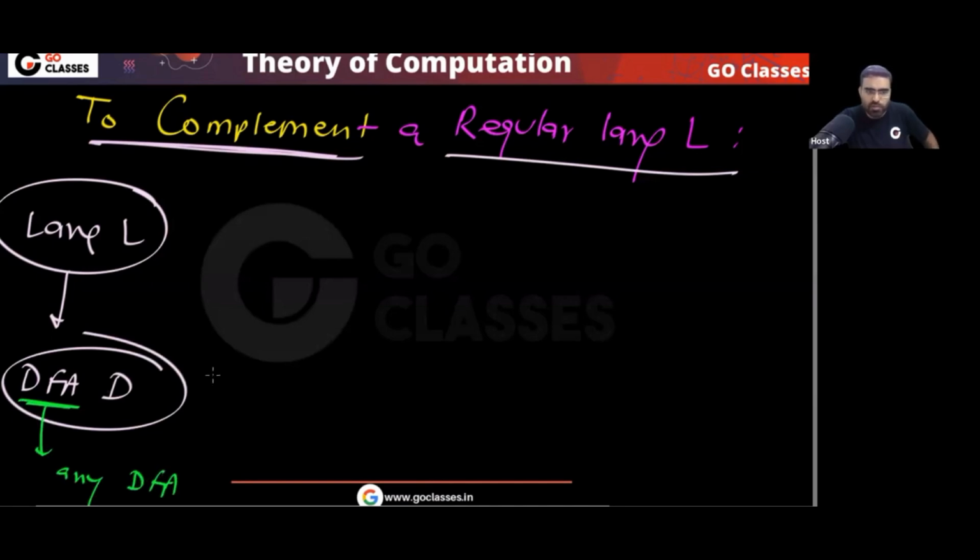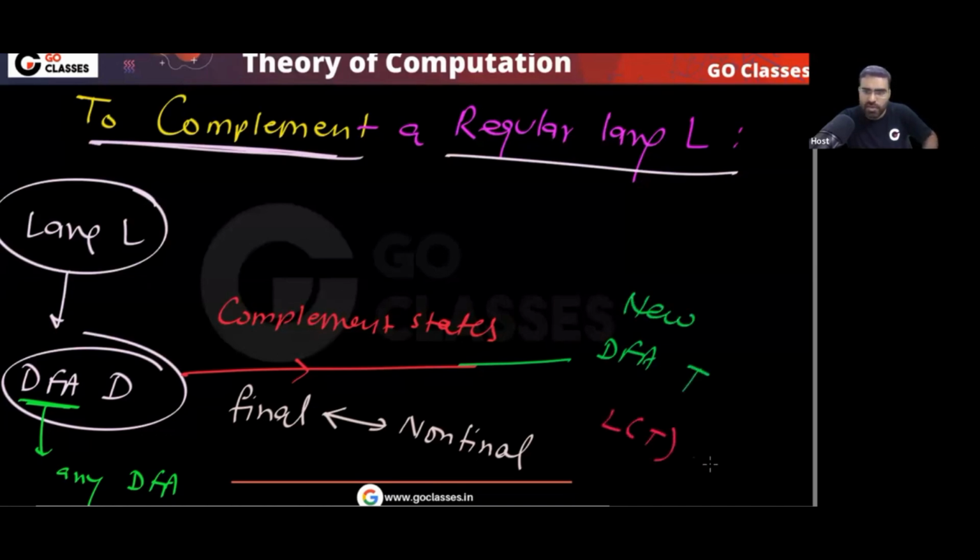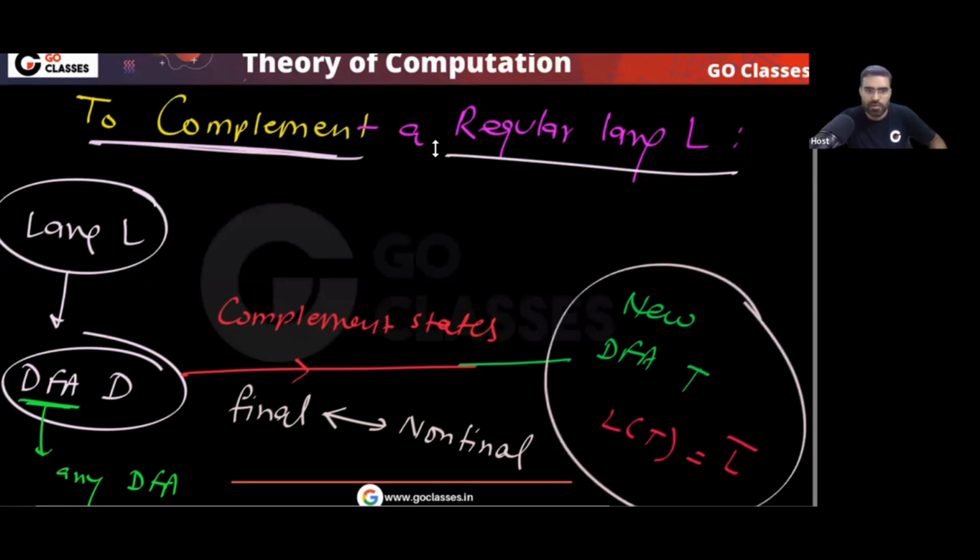In this DFA, you can complement the states. What does that mean? Every final state, you make it non-final, and every non-final state, you make it final. Like this, you will get a new DFA T. And remember, the language of this new DFA will be L complement. Is this point clear? Please tell me.